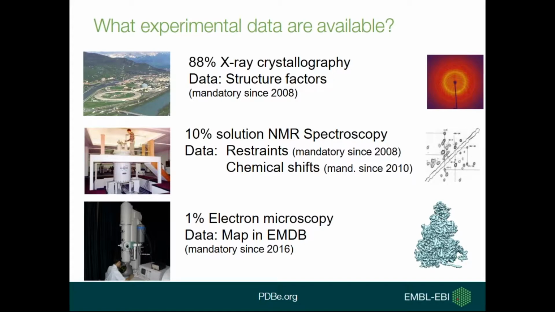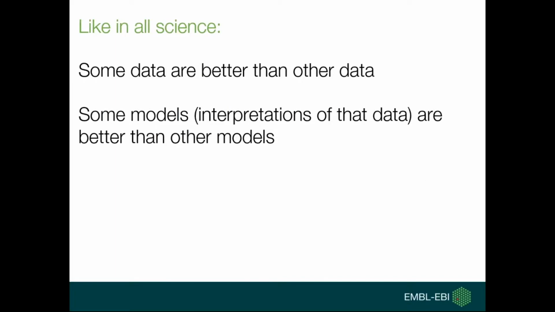And the mathematicians among you may notice that those percentages don't add up to 100. There is a small percentage by other methods which we won't be talking about today for reasons of time. But given that data, and as in all science, some data are better than other data, and some models, so the atomic models which are interpretations of that data, are better than other models.